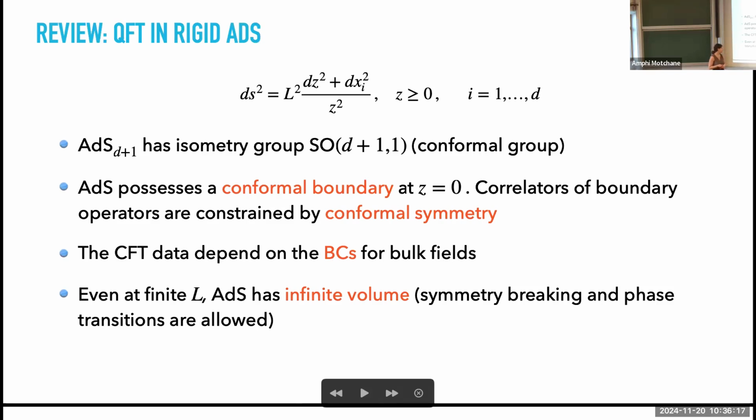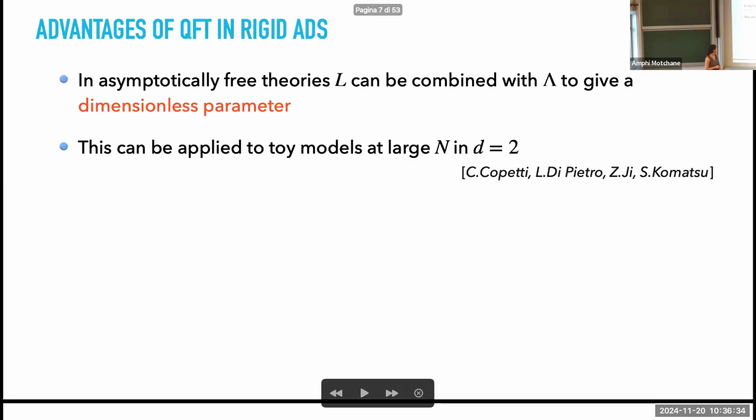So if we have different boundary conditions which respect the conformal symmetry, we can study different theories, as we will see for Yang-Mills theories. Another nice property is that even when the radius of AdS is finite, AdS has infinite volume, so phenomena which are not allowed in finite volume spaces, like symmetry breaking and phase transitions, are instead allowed. For asymptotically free theories, we can also combine the radius of AdS with the strong coupling scale to get a dimensionless parameter L lambda. This parameter can be tuned in order to consider different regimes.